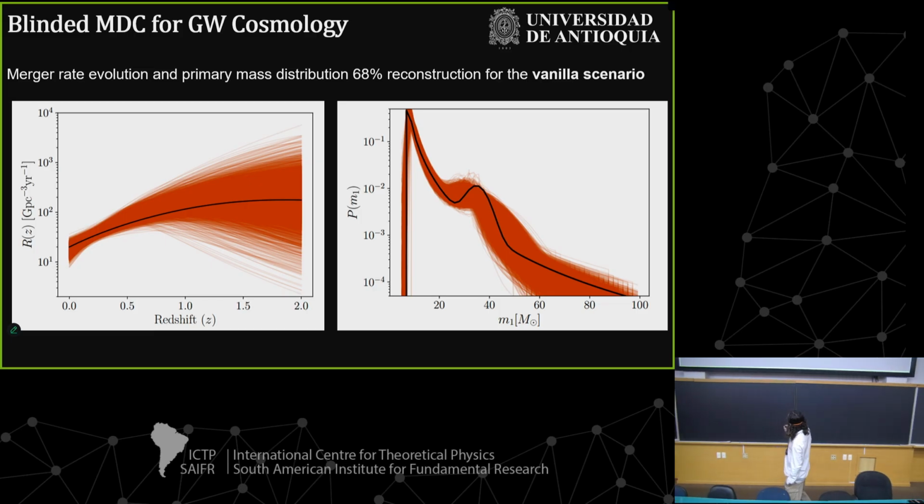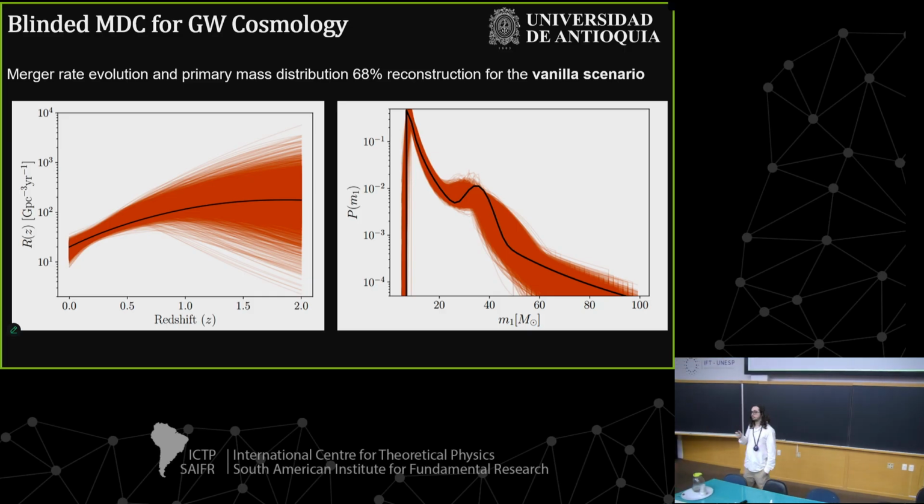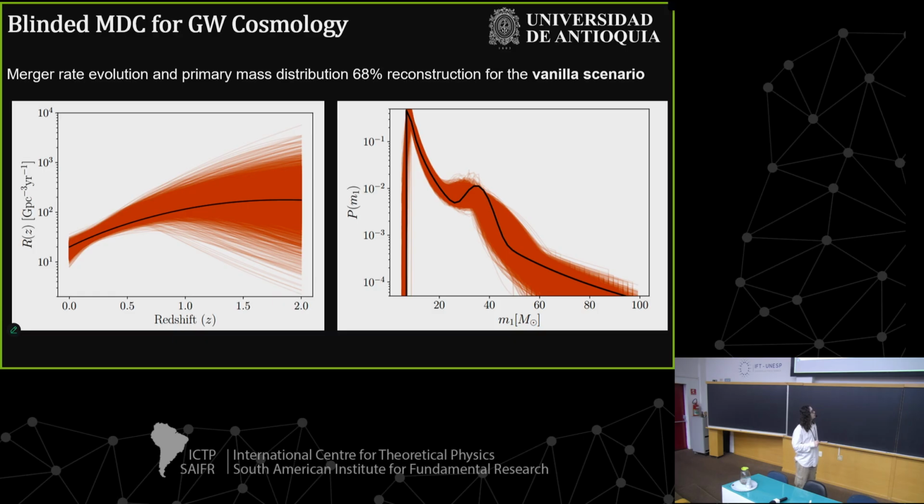As you can see in the vanilla case, we can recover both the merger rate evolution that is assumed to create the mock data and also the primary mass distribution that is assumed to create the mock data, in both cases within the 68% confidence intervals.